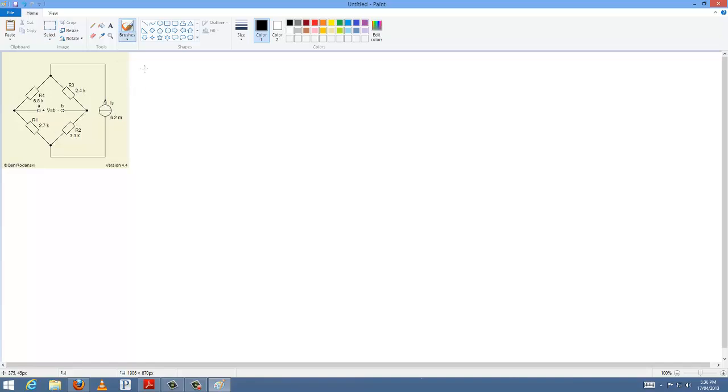So basically, the first thing question 1 wants us to work out is VAB, which is just the voltage between terminals B and A, so it's VB minus VA. In order to work out the voltage at terminal B, we need to do current division between both of these branches.